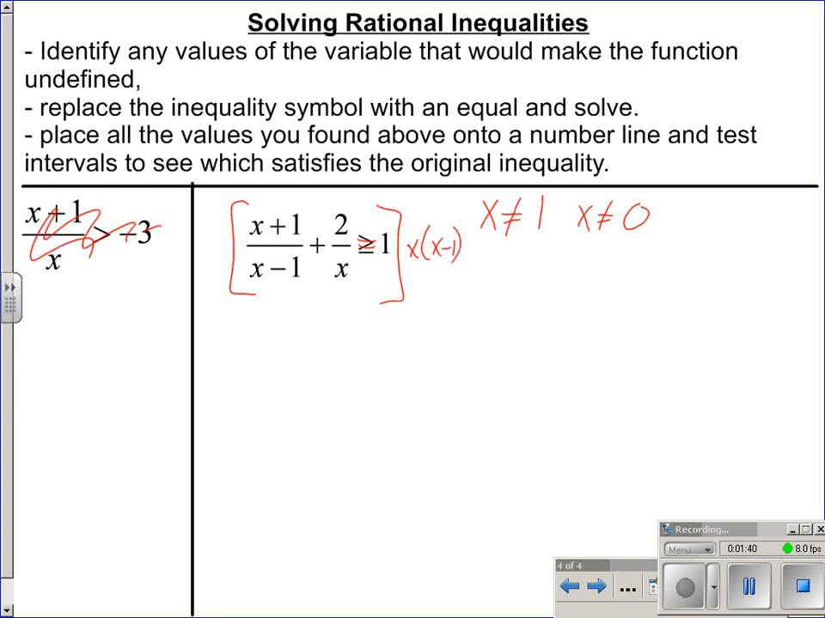When we do that, every single term gets multiplied by those two factors. The first term, the x minus 1s are going to cancel out. We're going to be left with x times x plus 1. And we've got plus. The second term, the 2 over x, the x's will cancel out, leaving us with 2 times x minus 1 equals, and we just have x times x minus 1. So now we just need to solve this.